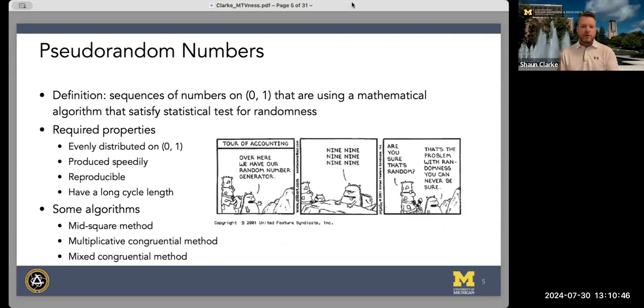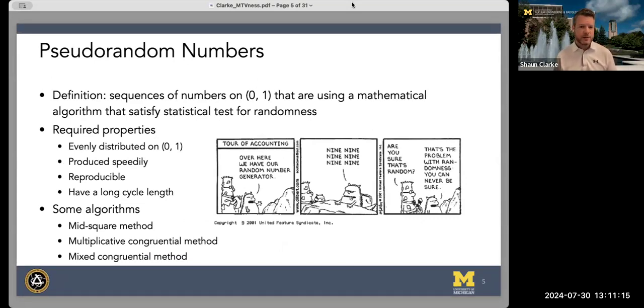So at the core of Monte Carlo calculations are random numbers. So in modern days, we don't use true random numbers. We use what are called pseudo-random numbers. And this is important because pseudo-random numbers, as the name implies, are not truly random. The reason we use pseudo-random numbers is so that these Monte Carlo algorithms can be implemented on computers.